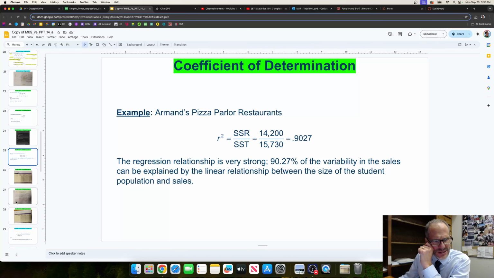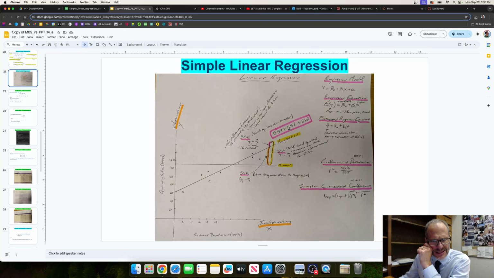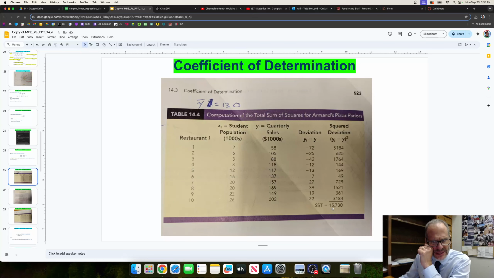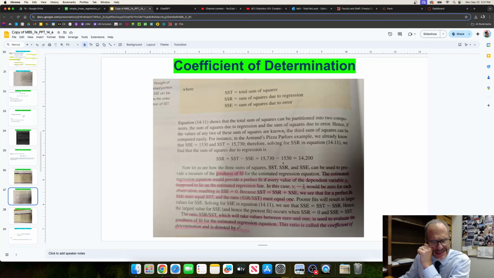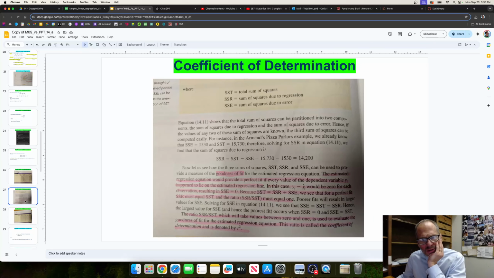And then for the SSR, we can figure out our SSR by knowing the relationship here. SST is equal to SSR plus SSE. So if we subtract SSE from this side, we're going to have SST minus SSE is equal to SSR, or SSR is equal to SST minus SSE. So we know SST already is 15,730, and all we need is SSE, and that's 1,530, and it's given here in the textbook. And so you can see there are too many SS things here. SSE is calculated right here.